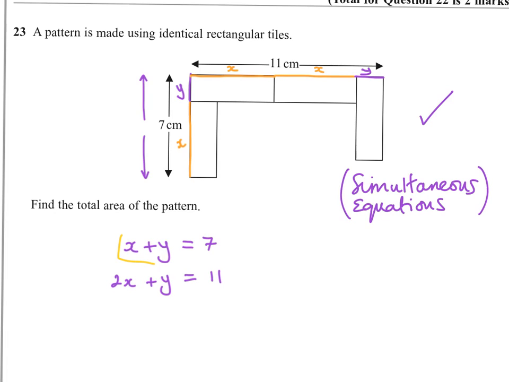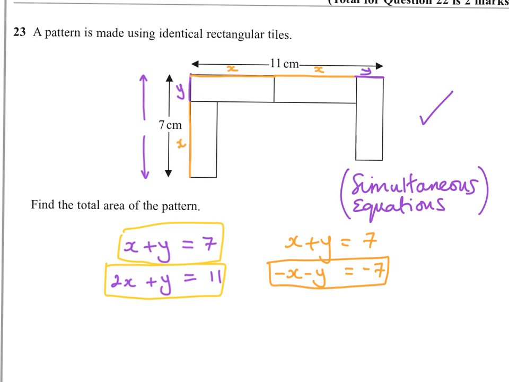Well, if this equation is true and this equation is true, then for the top equation, x plus y equals 7, I can multiply the left-hand side and the right-hand side by -1, and that would give me minus x minus y equals -7. Just keep that in mind for now. I'm not going to change this one. I'm going to keep that as 2x plus y equals 11.